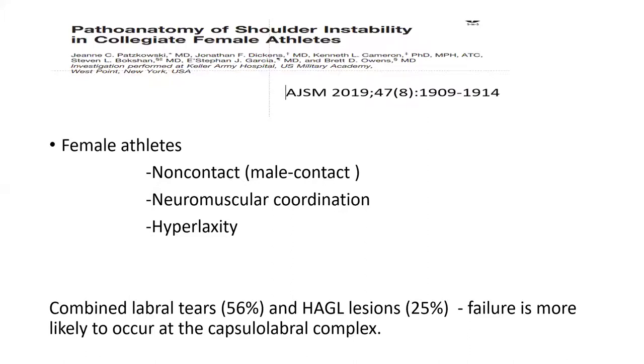And sex-wise difference, in the female sex, shoulder dislocation is relatively less common compared to male. And if we see the athlete groups, most of the time the cause of dislocation in females is usually a non-contact sport, and the other pathology may be neuromuscular incoordination and hyperlaxity. And this group of patients shows more labral tears and HAGL tears than bony lesions as compared to males.